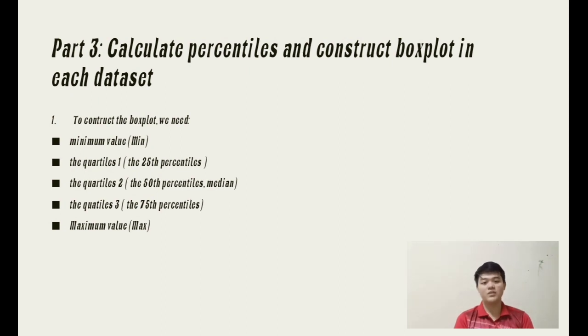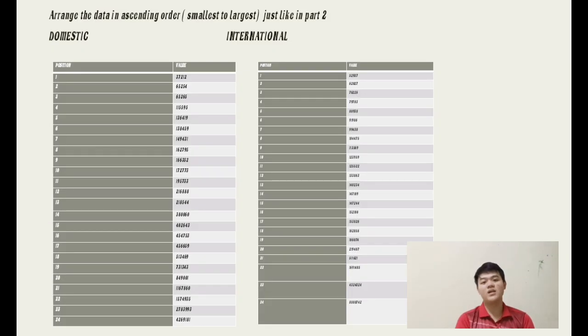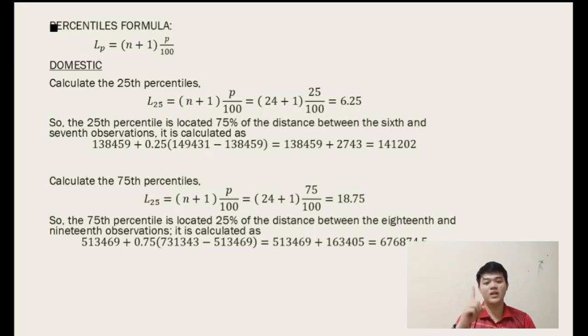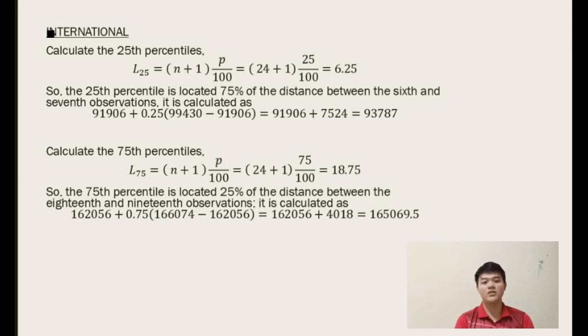This part is Part 3, which is calculate the percentile and construct the box plot in each data. To construct the box plot, we need to find 5 things: minimum value, quartile 1, median, quartile 3, and maximum value. We only need to calculate quartile 1 and quartile 3, which are the 25th percentile and 75th percentile. First thing to do is arrange each data in ascending order, just like Part 2. Next, we got the answer of quartile 1 and quartile 3 for each dataset by calculating using the percentile formula as shown in the slide.